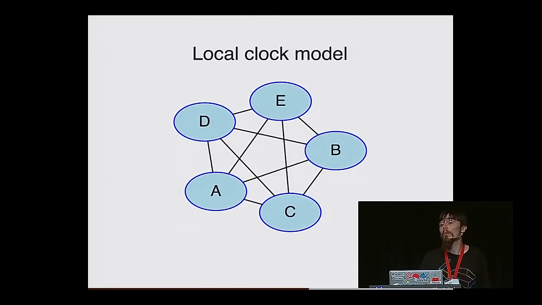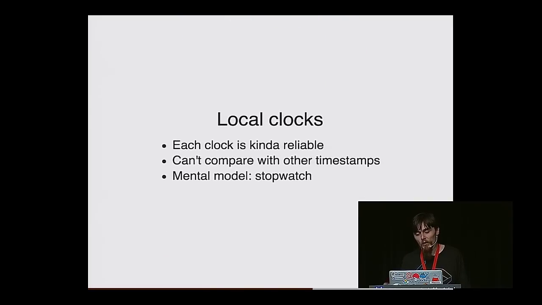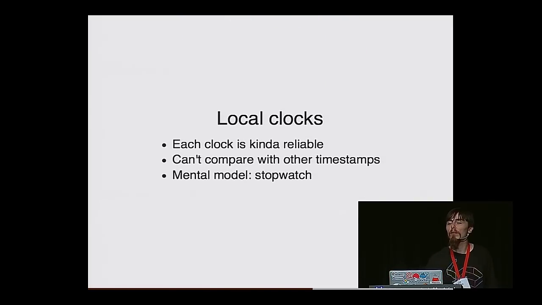Another model is the local clock model, where there's no global clock, but all of the individual nodes have their own clock. And each one of those clocks is reasonably reliable. The problem with this is that they will start to diverge, right? Because they're not exactly the same clock. And so you can't really compare other timestamps. I mean, you can get an approximate idea, but there's going to be some issues there.